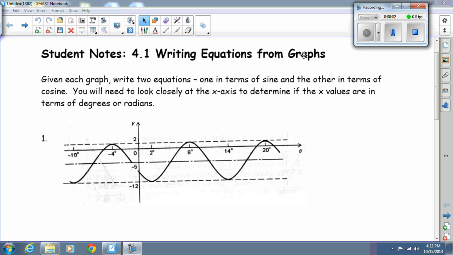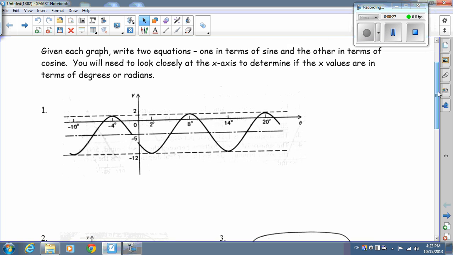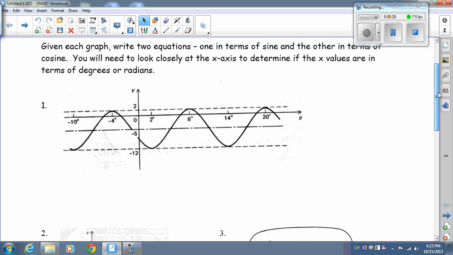Hello guys. Given a trig function, you should be able to graph any equation, such as sine, cosine, tangent, cosecant, secant, or cotangent. What we're going to do today is start from the graph of a trig function, and our goal is to write two different equations. If, for instance, I have a function that looks like the one I have on number one, I should be able to write two different functions, one being sine, one being cosine.